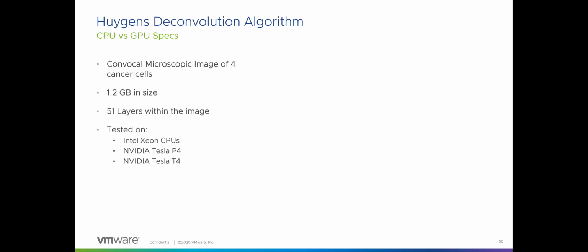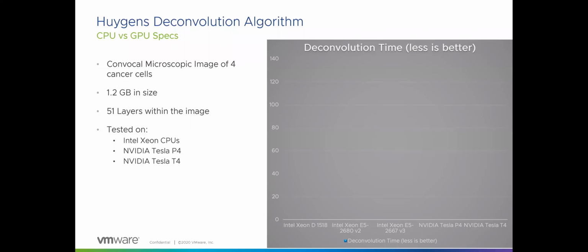Right, so we did some tests up front, to show you the difference between CPUs and GPUs. The image that we used, that you saw in the demo, is a confocal microscopic image of 4 different cancer cells. It's 1.2 gigs in size, and please know that this is a crop. The original image contained around 50 different cells, but we just took a crop of 4 cells. The image contains 51 layers, and we tested the deconvolution algorithm on different types of resources. And in this graph, you can see the different resources at the bottom and the deconvolution time at the left.